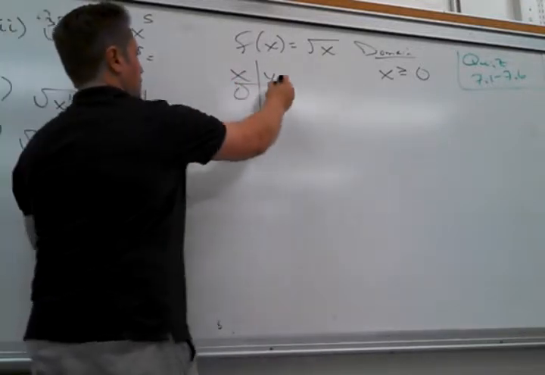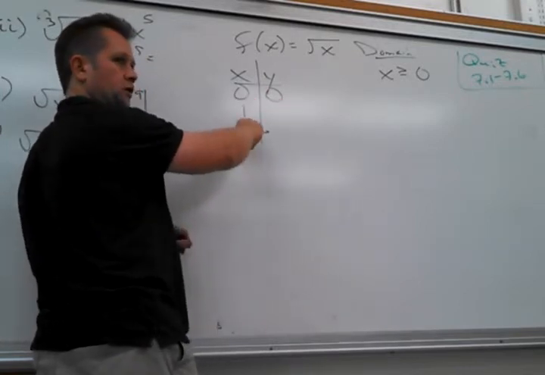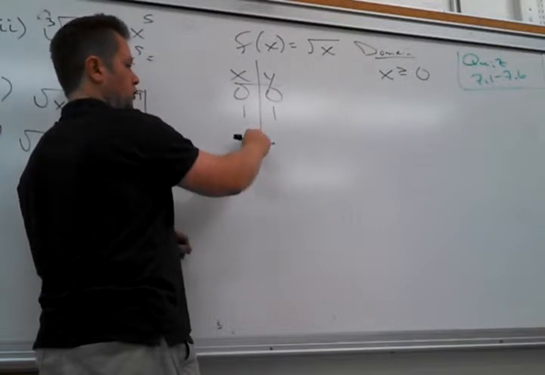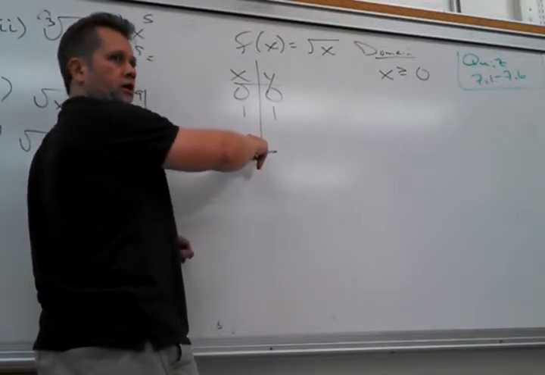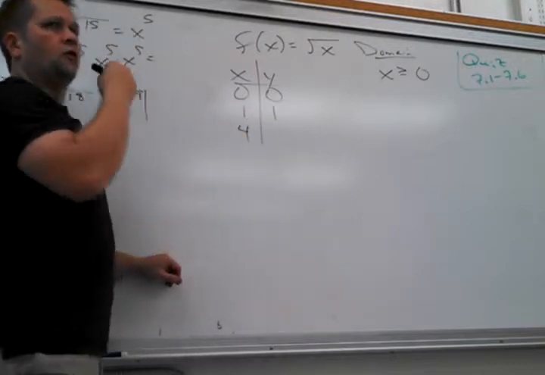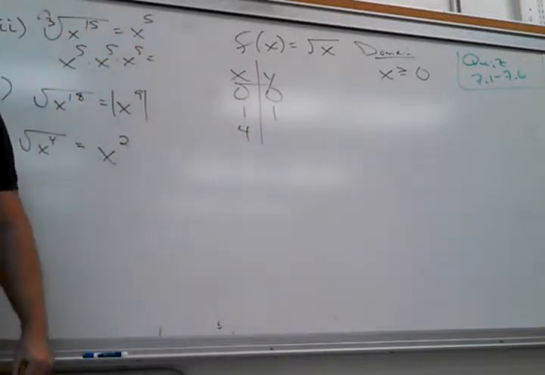So let me help you out. Do you want to do 1? 1's a good one to do, right? It's the square root of 1. That's great. Do you want to do 2? No, 3? Do 4. No, 4 is good, because 4 is a square. It's the square root of 4.